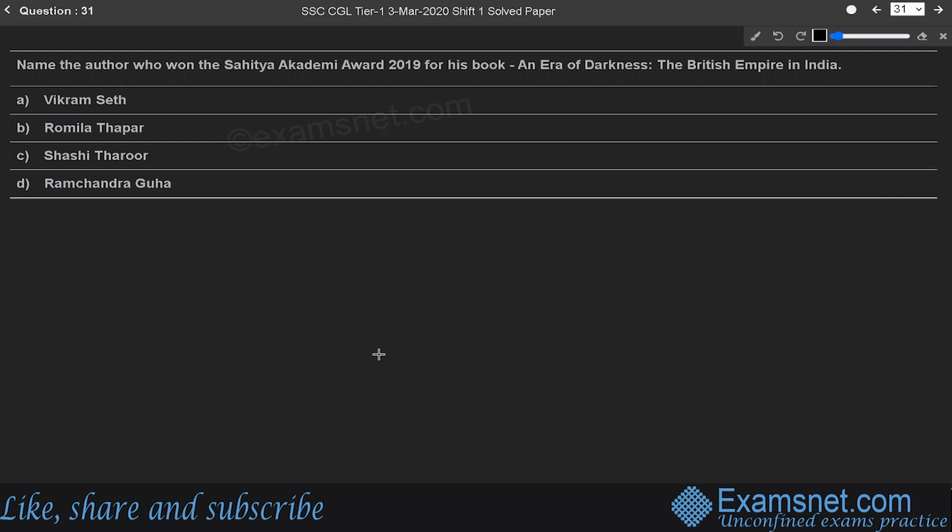So let us know about them one by one. First option is Vikram Seth. He is a poet and novelist. He has also won many awards. Some of them are Padma Shri and Sahitya Akademi.